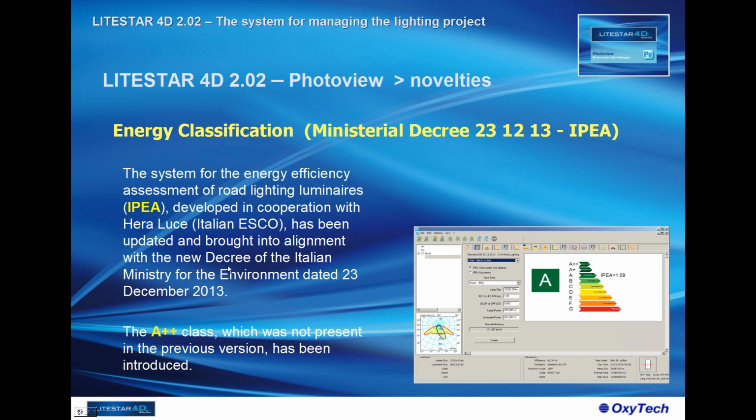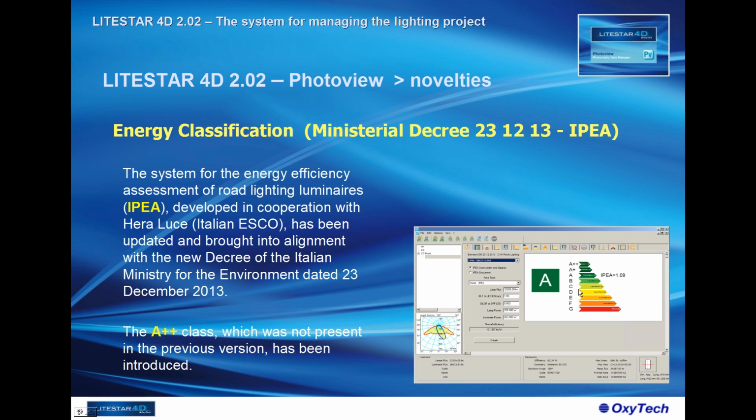So there is now a new standard in Italy in order to manage the energy classification of road lighting luminaires. But not only road lighting luminaires, it is a set of two indexes. One is this one, the IPEA, and the other one is the IPEI, which will be described later on in a few minutes.